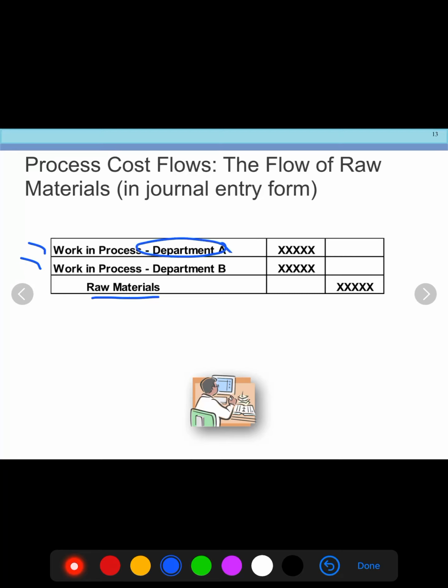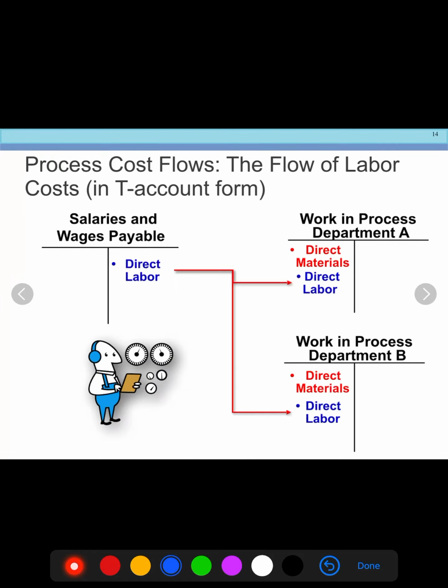inventory account. So as you will notice, there are 2 work in process available here, because one of the characteristics of a process costing system is the presence of more than one work in process inventory. 5 departments, 5 work in process inventory. In terms of flow of labor, of course, a credit of salaries and wages payable, or our payroll, accrued payroll, will be forwarded to the work in process inventory account.